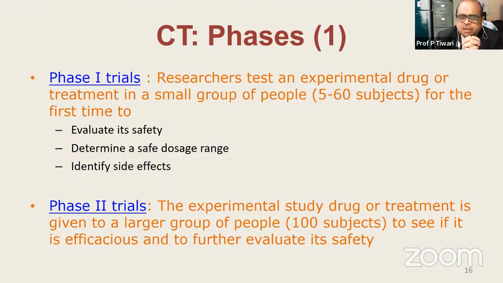So essentially there are four phases. There is a phase zero, which I'm not talking about today. And phase one is into a small group of human volunteers. The important point is it is a first time in human, FIH, that is what we call. So in the phase one trial, the test drug, experimental drug is never administered to patients. It is administered to healthy volunteers and information is obtained on the side effects, on the safety of the doses that are predicted, and obviously how the drug is metabolized.